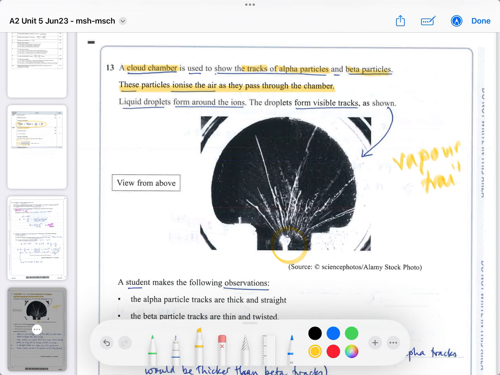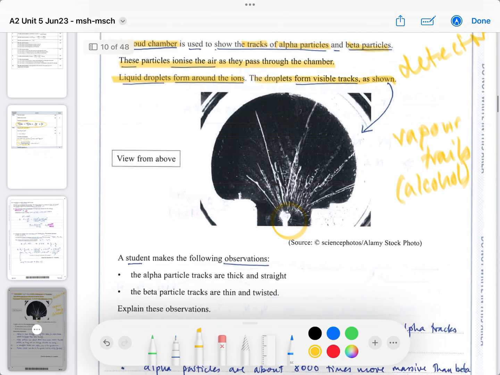And usually in a school one, they use some kind of alcohol, which is volatile. So alcohol liquid droplets form around the ions. If the ions are going straight, you will see the path that they've taken because the droplets form visible tracks, as shown. So this is a very simple form of a detector. And remember in Unit 4, you did particle physics where they used detectors to understand the tracks that are being made, whether they're curved or straight.